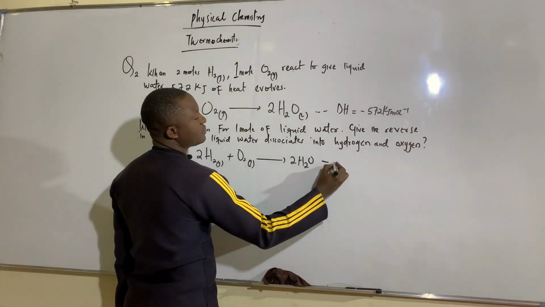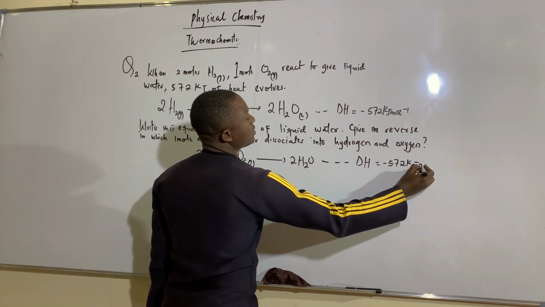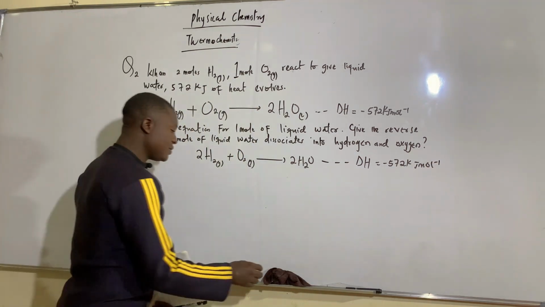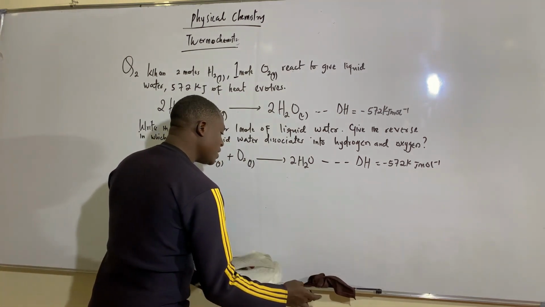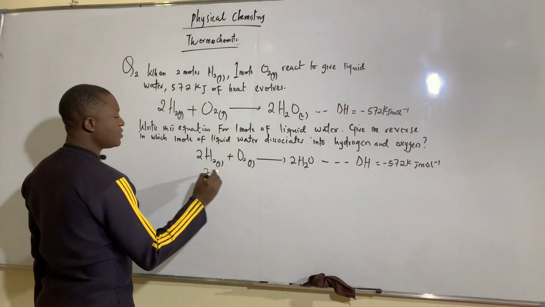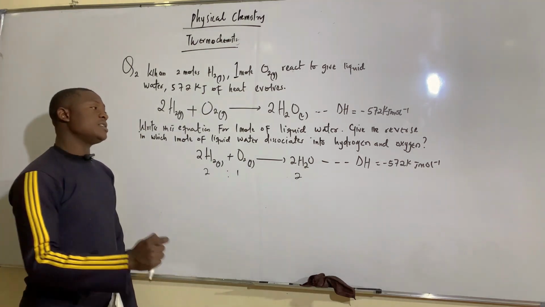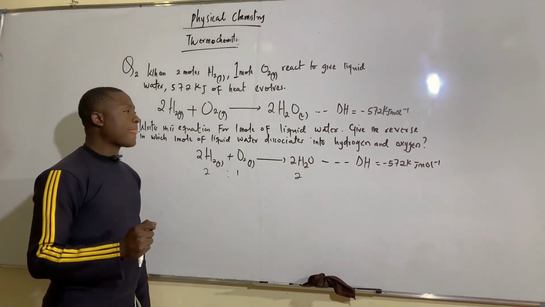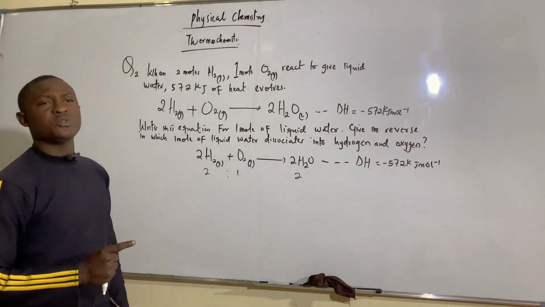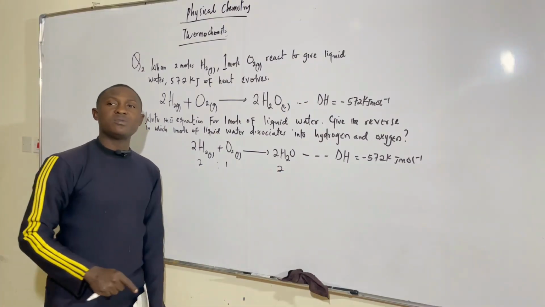So this is what we have. Look at what we have, minus 572 kilojoule per mole. This is what we have from the equations. Okay, so if you look at this, you can see here I have 2 mole of hydrogen gas, 1 mole of oxygen, and from the equation itself, you can see that we have 2 mole of liquid water. And the problem said we should write for 1 mole of liquid water. What do you think we need to do to make it to be 1? Can you give me the result?